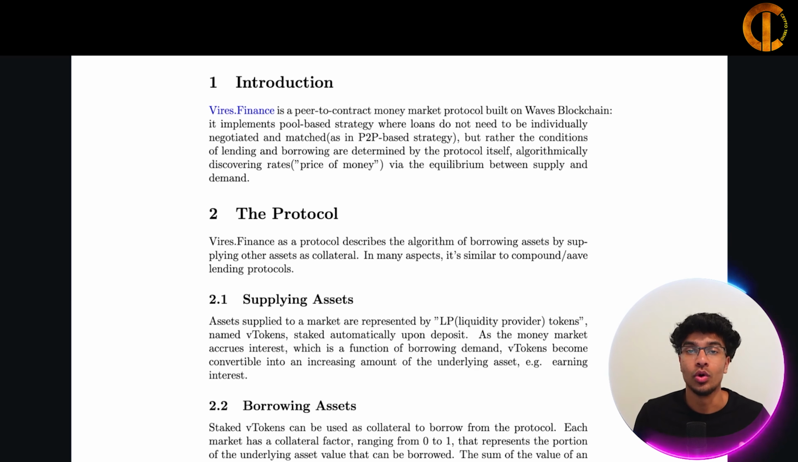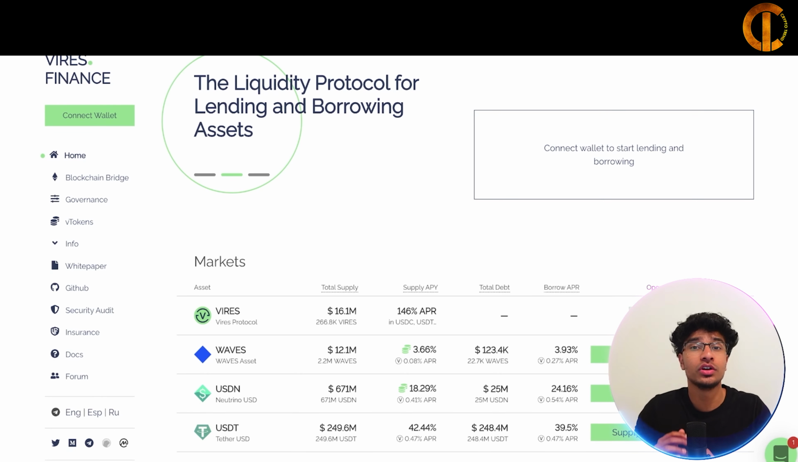So over here on their white paper, it says Vires Finance is a peer-to-contract money market protocol built on Waves blockchain. It implements pool-based strategy where loans do not need to be individually negotiated and matched as in P2P based strategy, but rather the conditions of lending and borrowing are determined by the protocol itself, algorithmically discovering rates, price of money via the equilibrium between supply and demand. So they're essentially a liquidity protocol based for lending and borrowing assets.